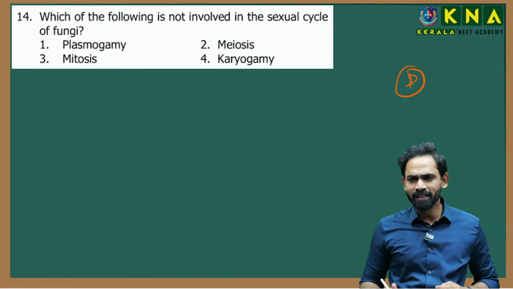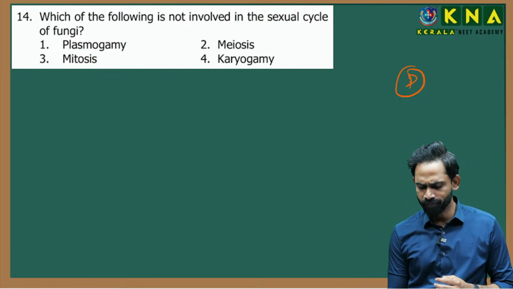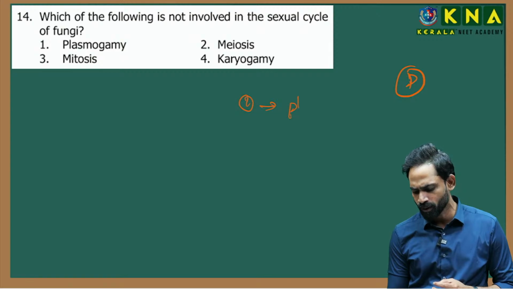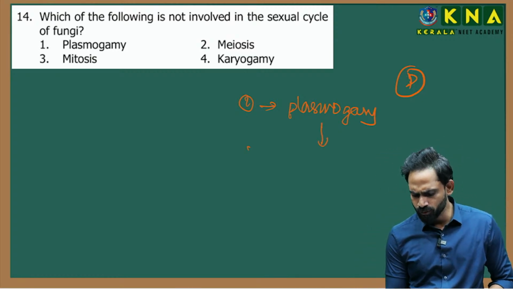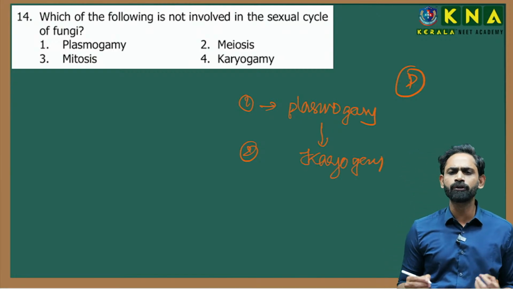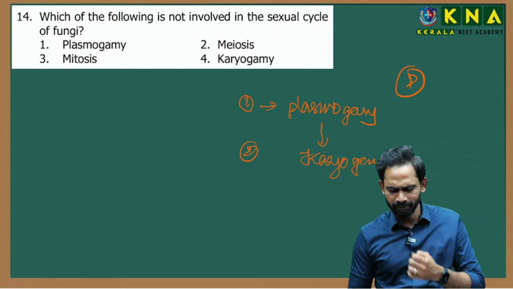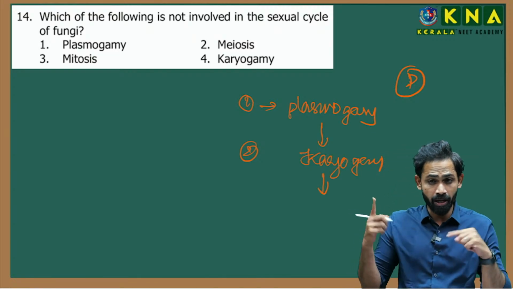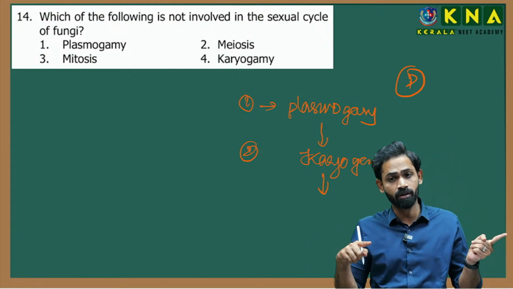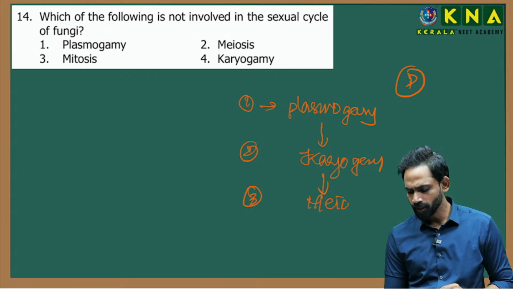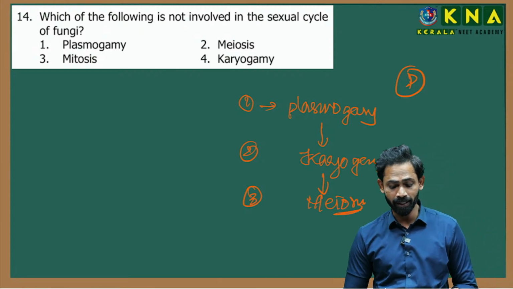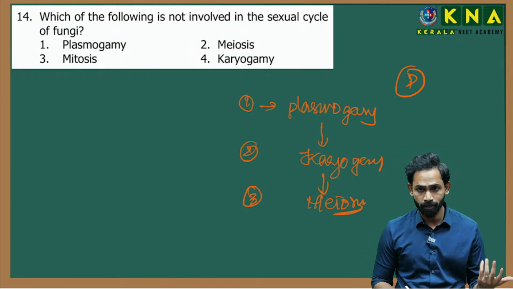So in sexual reproduction, there are three stages. Step 1 is called plasmogamy, fusion of protoplasm. Once plasmogamy is over, next is karyogamy, fusion of the nuclei. Now you will get the diploid. After this, the dikaryotic stage, a characteristic feature of Ascomycetes and Basidiomycetes. Third is meiosis. Sequence is important: plasmogamy, karyogamy, followed by meiosis.